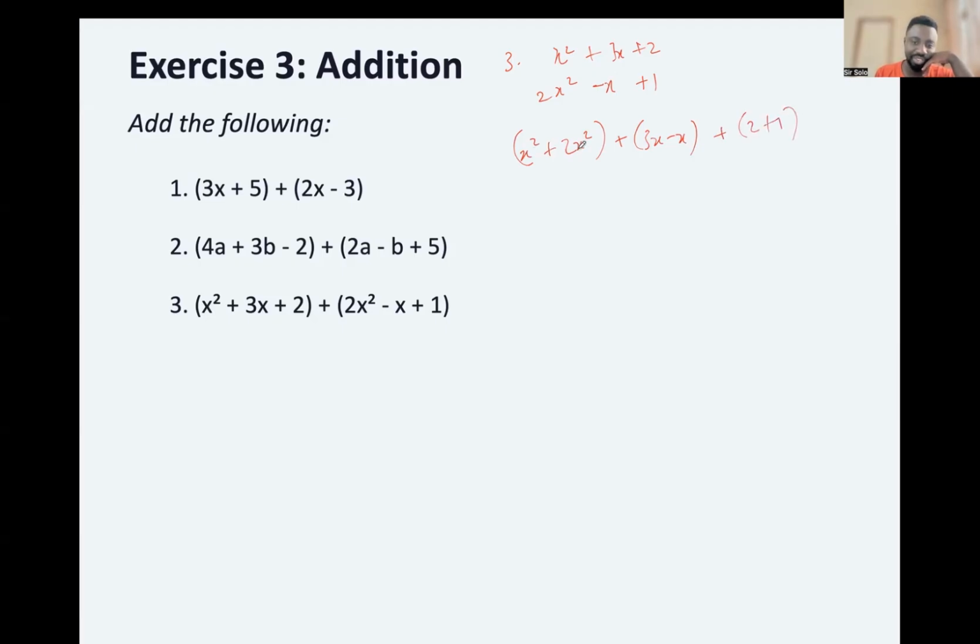So s squared plus 2s squared. So you can add the coefficients. 1 plus 2, which gives us 3. Then we take the s squared. Addition is subtraction. You take the coefficient back up.